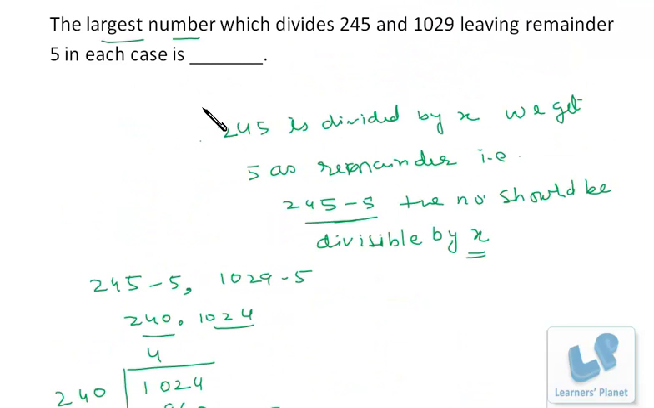That means 16 is the largest number which divides 245 and 1029, leaving remainder 5 in each case. Now if you divide 245 by 16 and 1029 by 16, in both cases you'll be getting the remainder as 5. Getting my point? The problem is really important, so you should be very clear about it, and you should know this fact that if 245 is divided by x, we get 5 as remainder, that means 245 minus 5 will definitely be divisible by x. So let's take more problems.